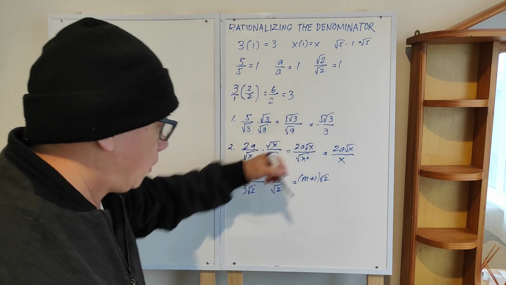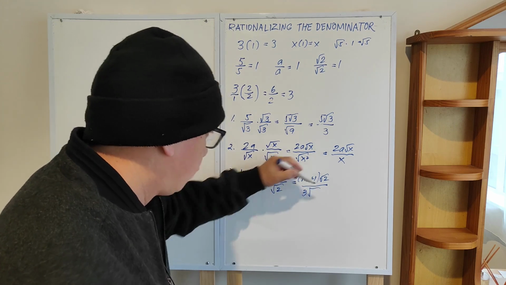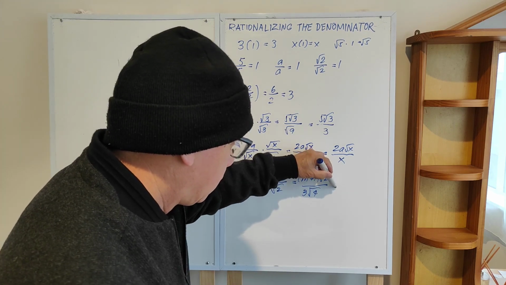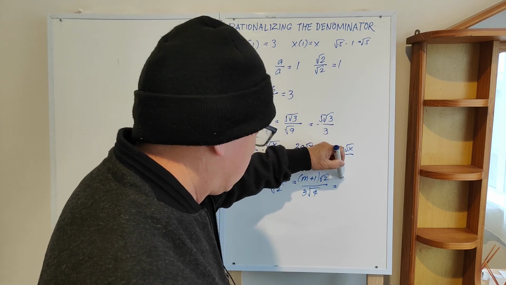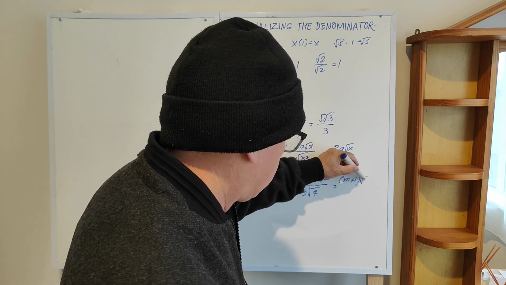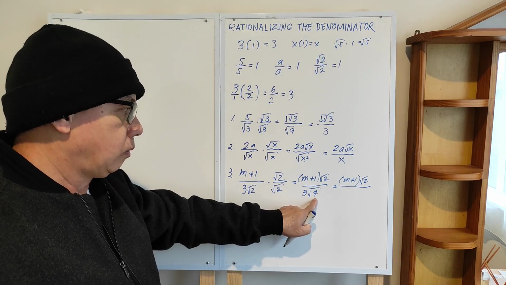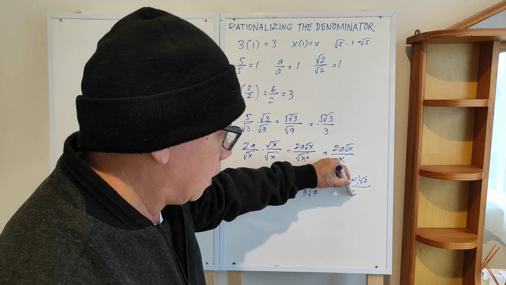Now the bottom will be 3 square root of 4. So we just copy the numerator, m plus 1 square root of 2. Square root of 4 is 2, times 3 is 6.